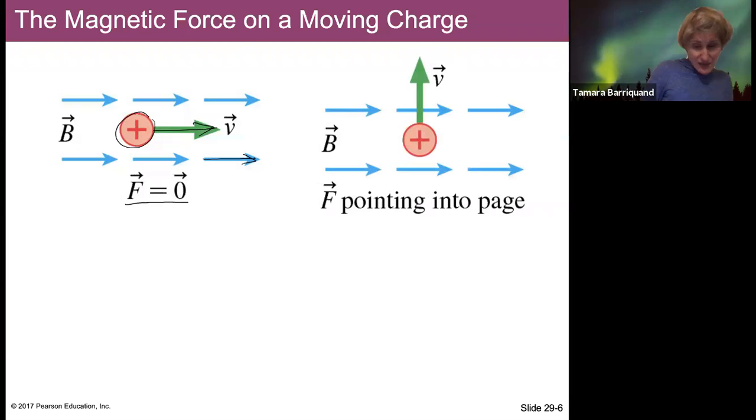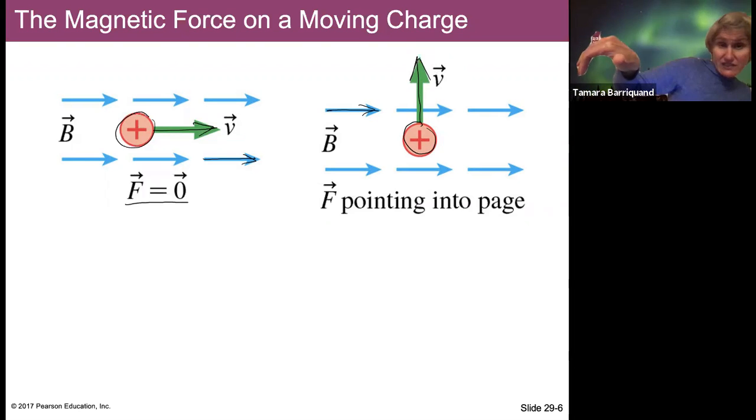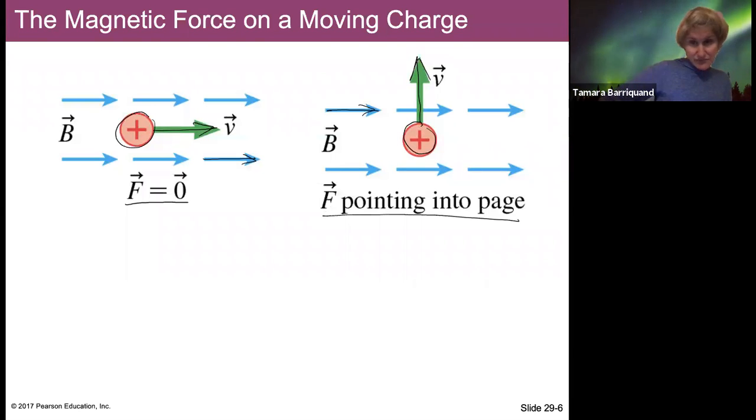Now in this case, we have our positive charge moving up. The velocity is moving up, and the magnetic field is to the right. So if we take our fingers and point them up and then curl them down to the right, we see that our thumb is now pointing into the screen. And so we see that the force in this case is into the screen, or into the page.